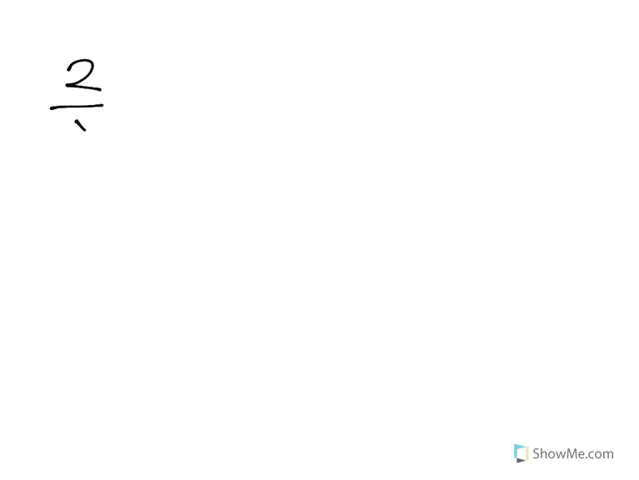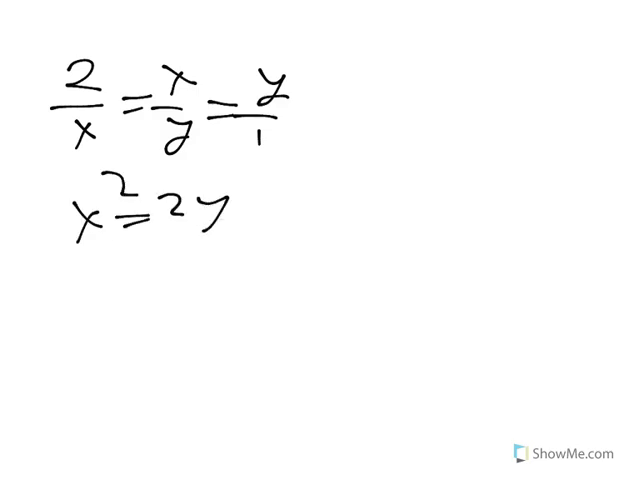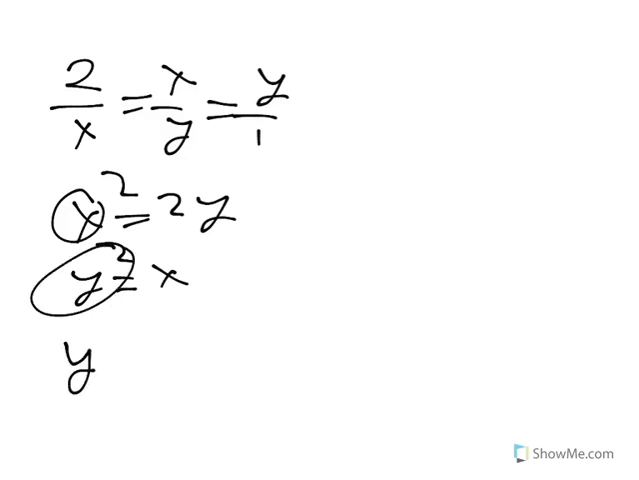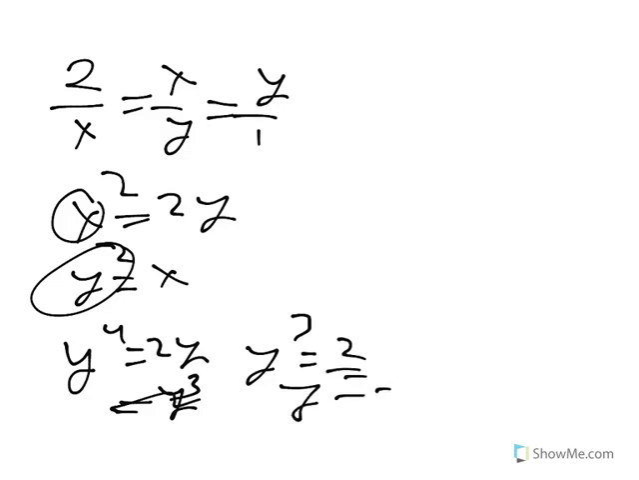When you apply this to find the 2 mean proportionals between 2 and 1, you get x squared equals 2y, y squared equals x. Substitute this x for y squared, get y to the 4th equals 2y, or y cubed equals 2, or y equals the cube root of 2, which is what you needed for doubling the cube.